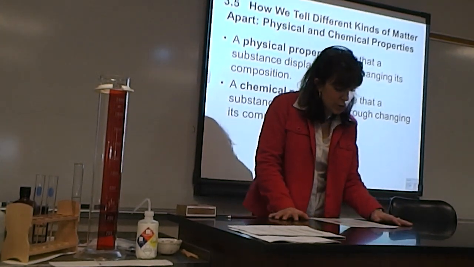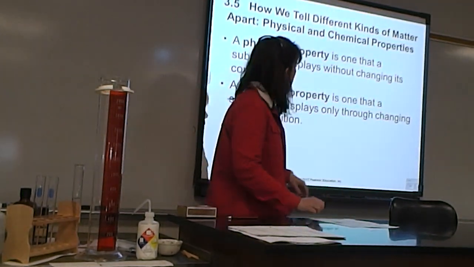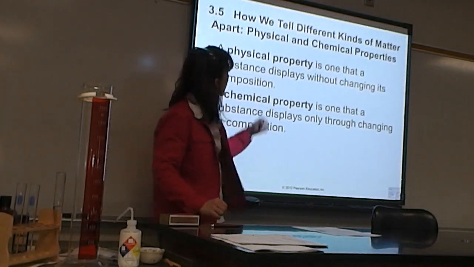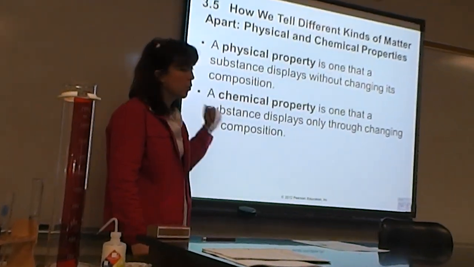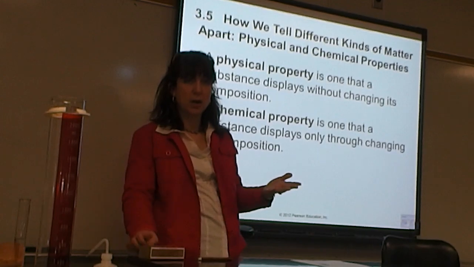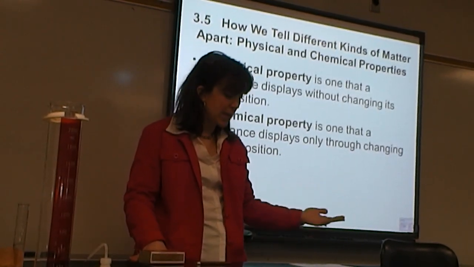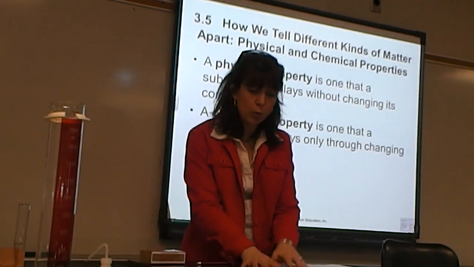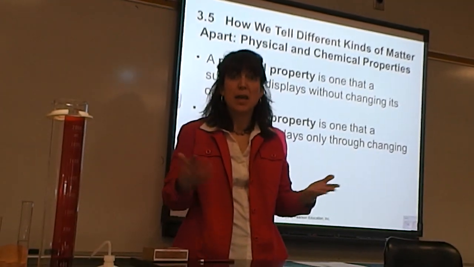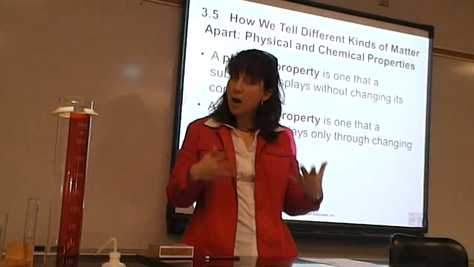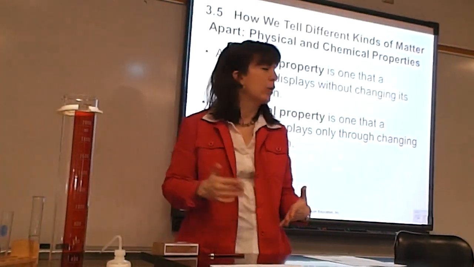And how we can tell different kinds of matter apart is through physical and chemical properties. A physical property is something that you can observe without changing the identity of a substance. You can tell this jacket's pink, you can tell this countertop is cold, you can find the mass of something and not change its identity. All of those are examples of physical properties.